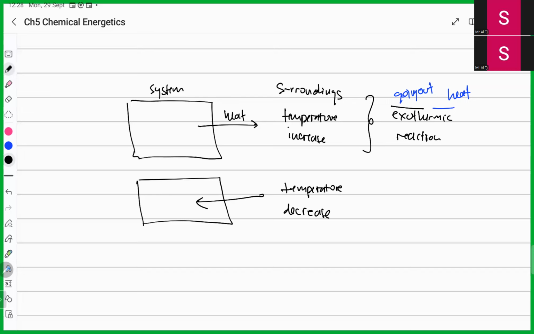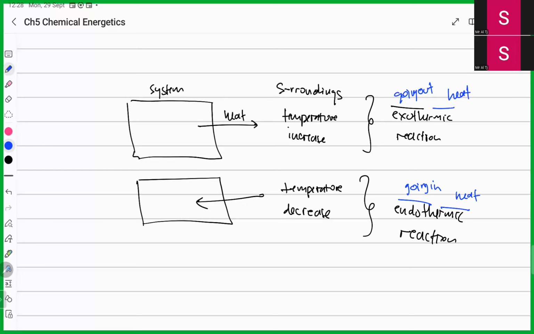Now, reactions such as this, we call endothermic reactions. Endo means internal or going in, entering. Thermic means simply heat. So heat going in.